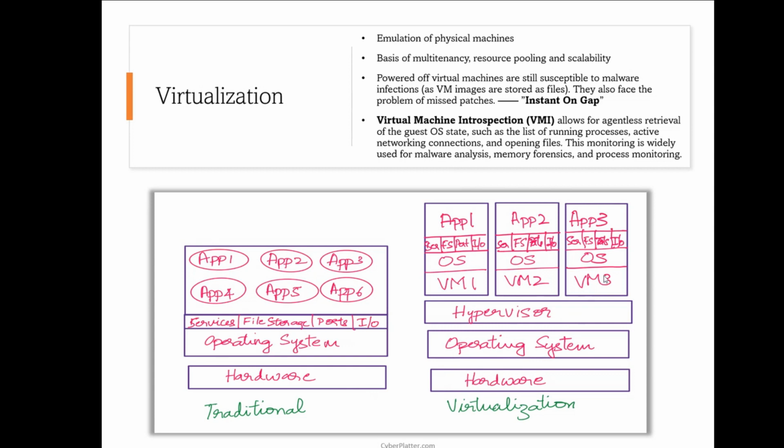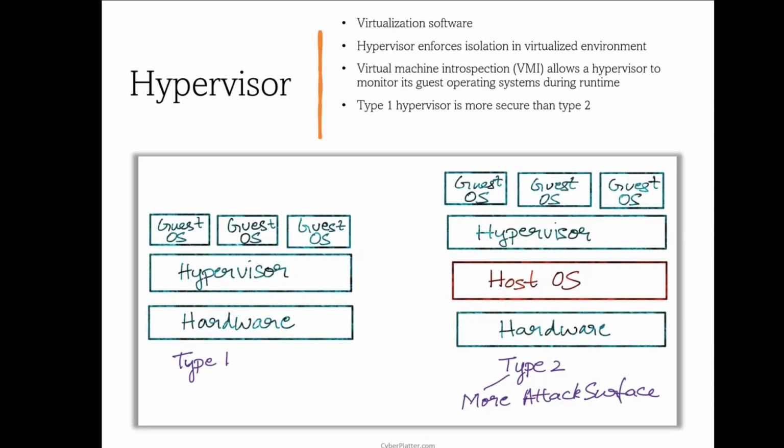Okay, the next one. The next topic is hypervisor. Hypervisor is the virtualization software. Hypervisor is the one that enforces isolation in virtualized environment, right? There are two types of hypervisors, type 1 and type 2. Type 1 hypervisor is installed directly on the hardware, and type 2 is installed on the host OS.